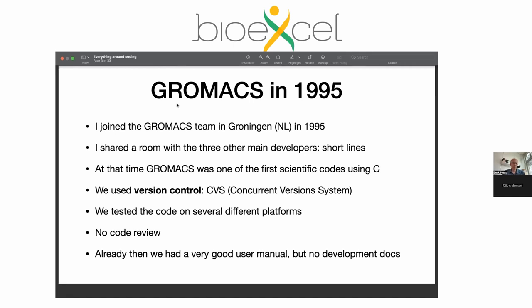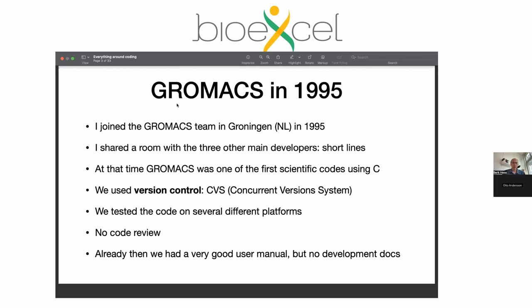So we already then tested the code on several different platforms. So Gromacs now is known for being able to run on nearly anything. And already then we had many different platforms. So we had our special purpose computer that was x86. We ran on SGIs, and it was already pretty cross-platform there.